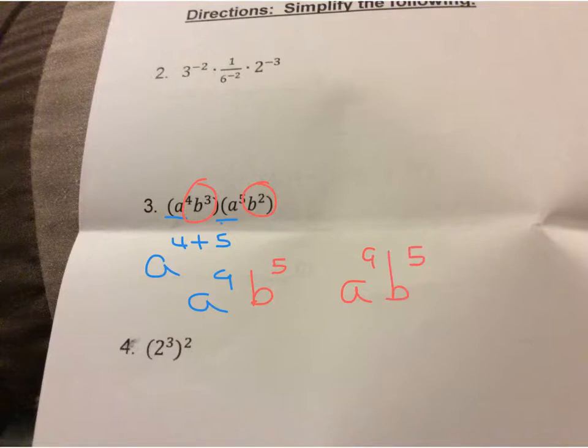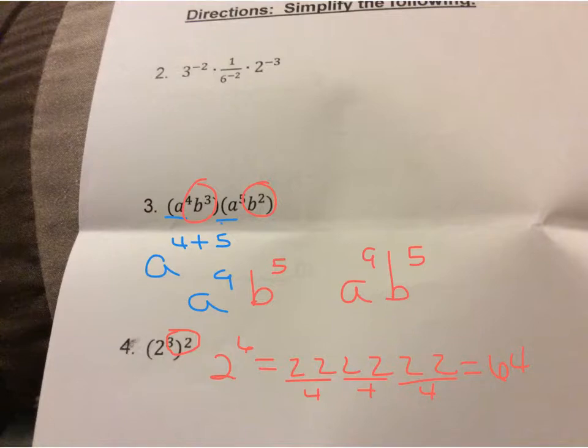Number 4, this is a power to a power. So there's actually 2 ways I could do this problem. One way I could do it, which is using the power to a power rule, is I take my 2 powers and I multiply them. So that is 2 to the 6th. And then what I do is I would take 2 times 2 times 2 times 2 times 2 times 2. So this is 4, this is 4, and this is 4. 4 times 4 is 16, times 4 is 64. So that's one way to get the answer.